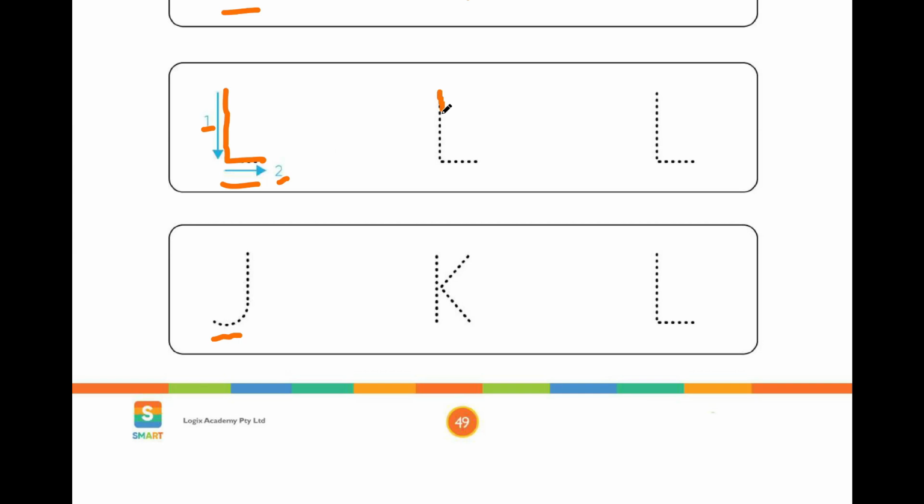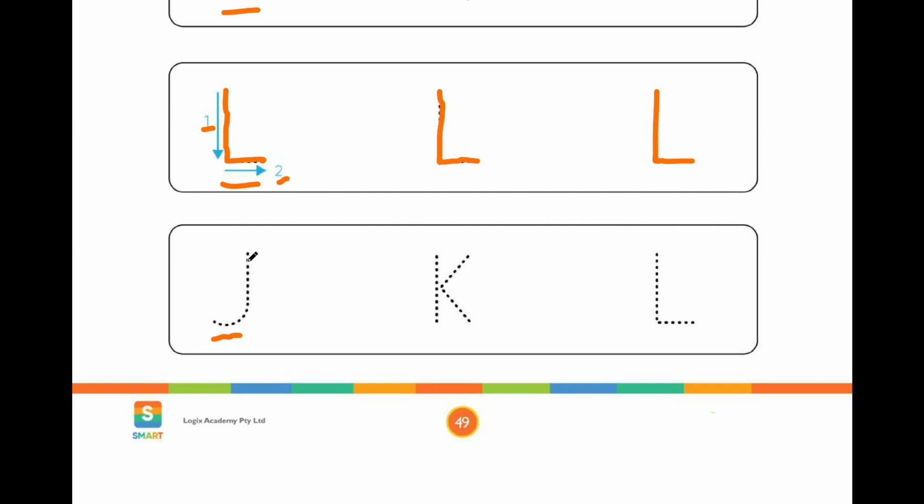Now we have to follow these 2 steps. First of all, we would stretch the line in the downward direction, which is our step number 1. Step number 2 is that we have to make a horizontal line towards the right. Again, here we have to follow the 2 steps. Step number 1 is that we have to stretch the line in the downward direction. And step number 2 says that we have to make a horizontal line towards the right. So these are the 2 steps that we have to follow in order to trace the uppercase letter L.